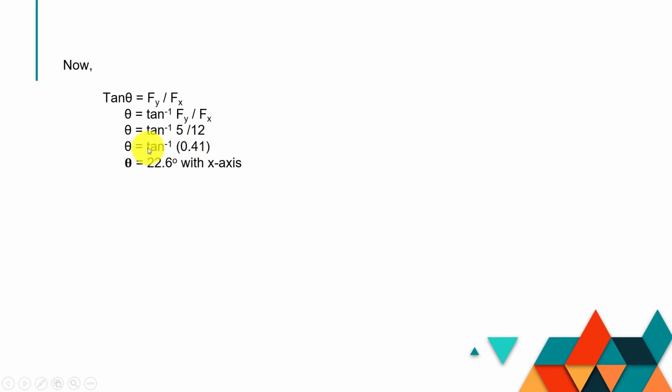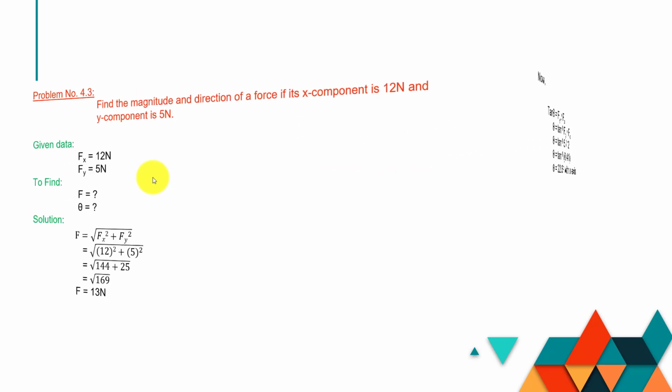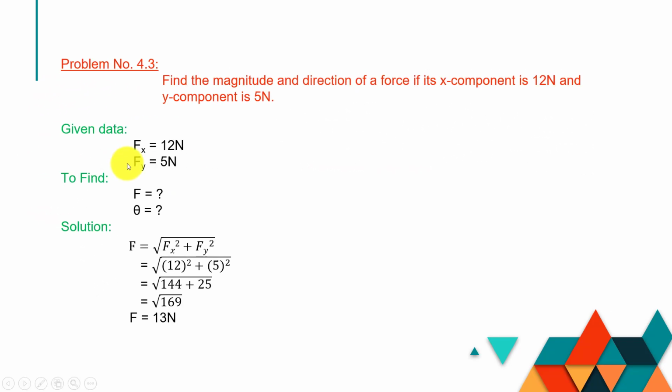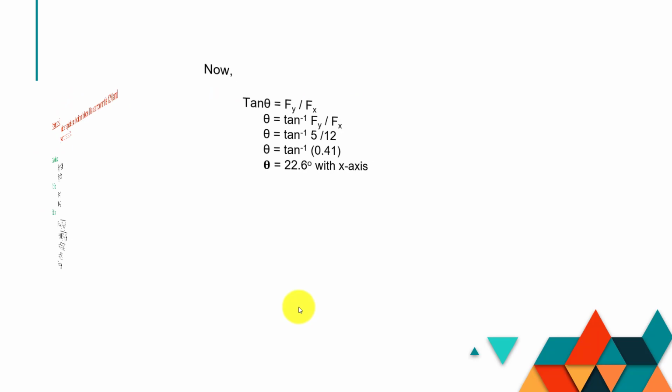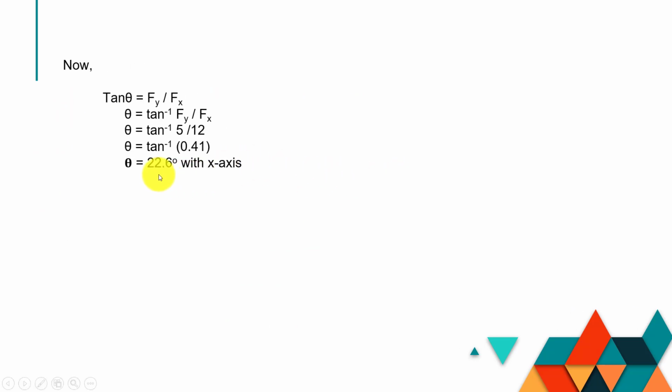So next, theta is equal to tan inverse 0.41. By calculating tan inverse of 0.41, we get 22.6 degree. So theta is equal to 22.6 degree with x-axis. So we have also calculated the direction of the force. Now we have calculated both the magnitude of the force, which is 13 Newton, and the direction of that force, which is 22.6 degree with x-axis.